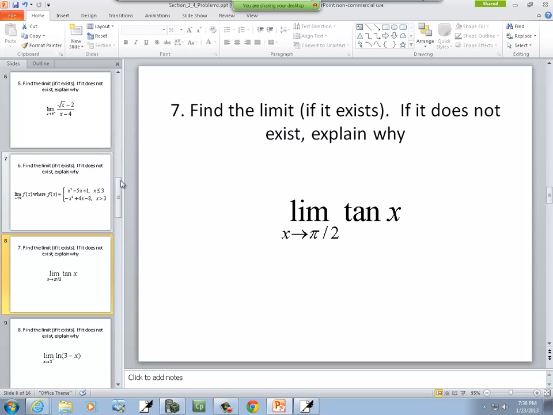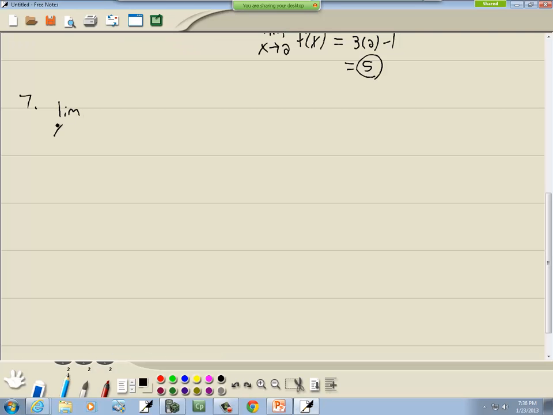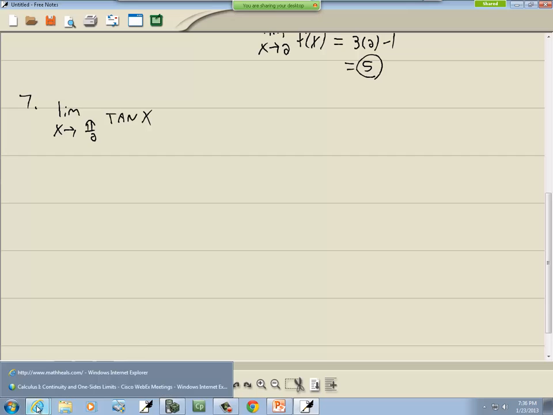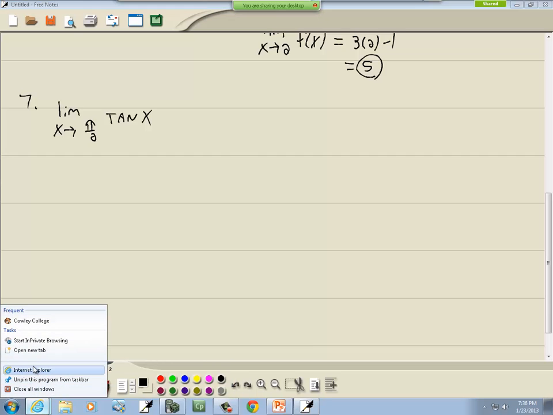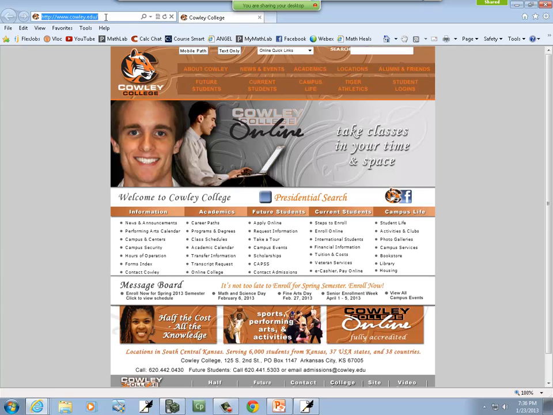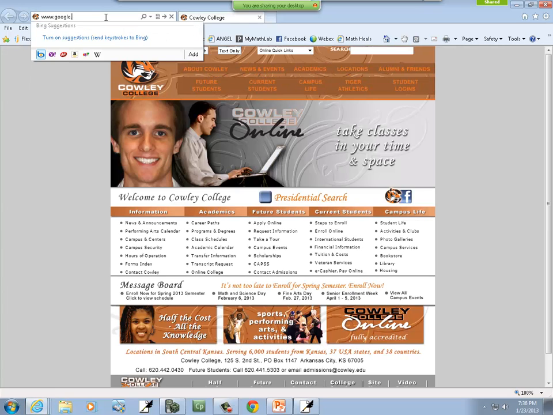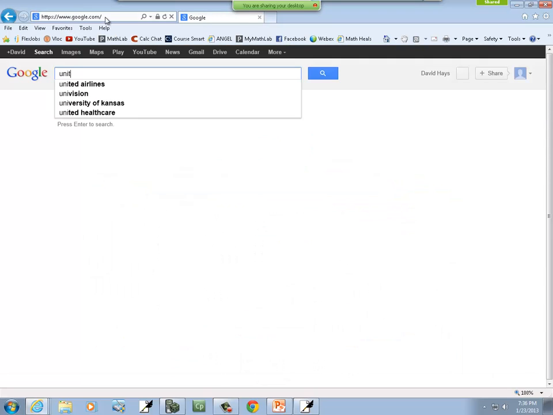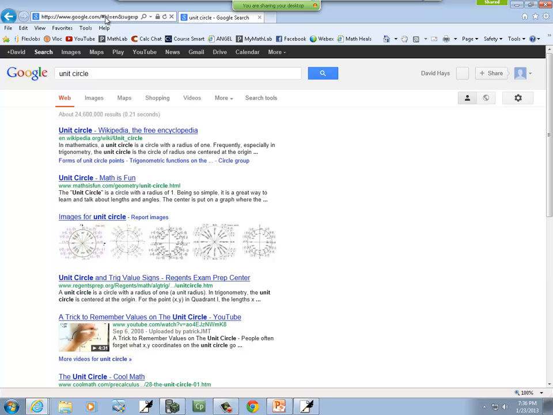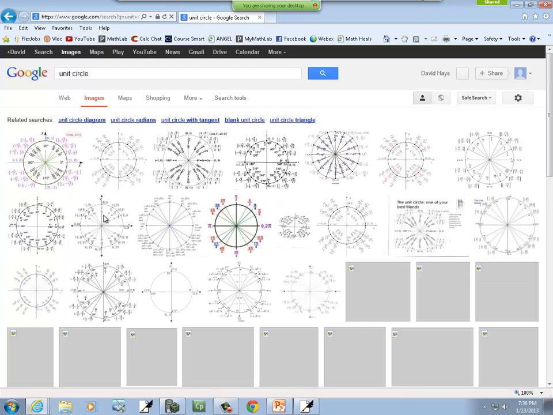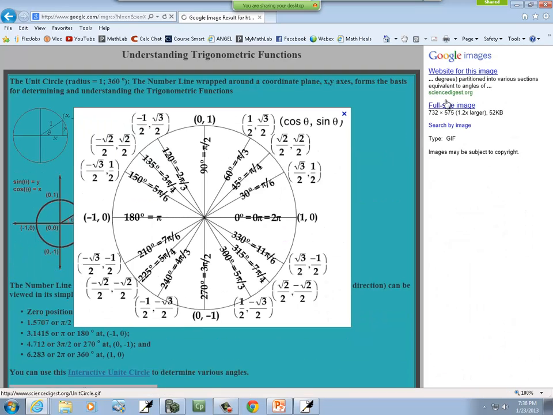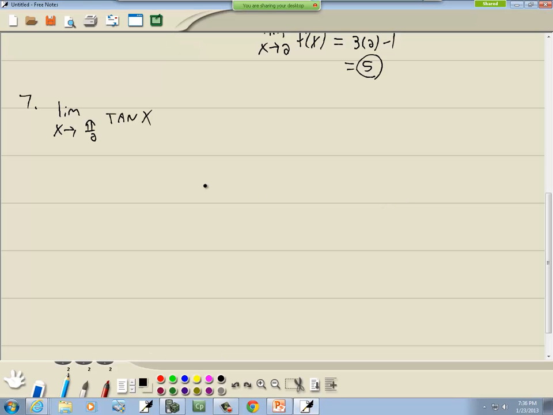Okay, let's look at this one. Get the limit as x approaches pi over 2 of tangent x. And let's see, unit circle. And I'll choose this one. Okay, so let me have that up and running.